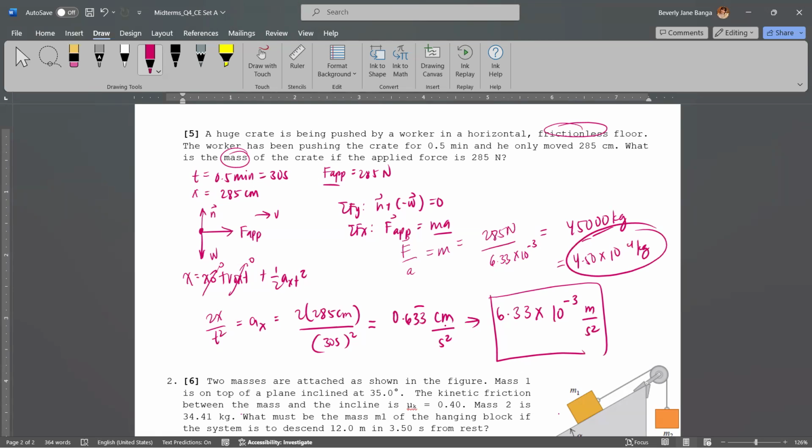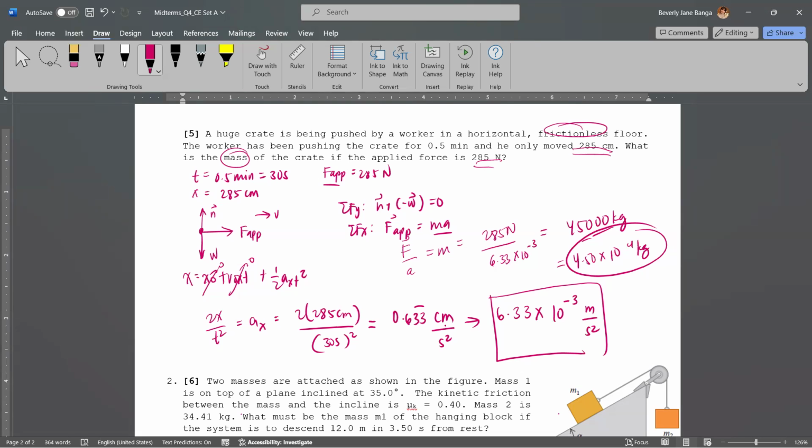Does the mass make sense? Yes, no? Kasi ang taas ng force na nilagay niya, but for 30 seconds, gumalaw lang siya ng 285 centimeter, no? So, ganyan kalaki yung mass natin, yung 45,000 kilogram provided that meron tayong applied na 285 newtons para magkaroon kayo ng idea kung gaano kalaki yung 285 newtons class.